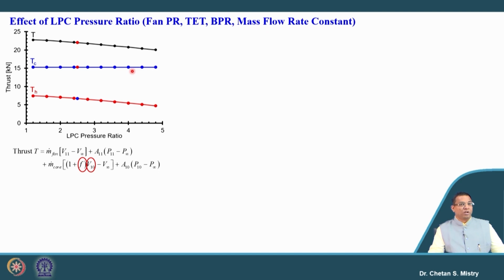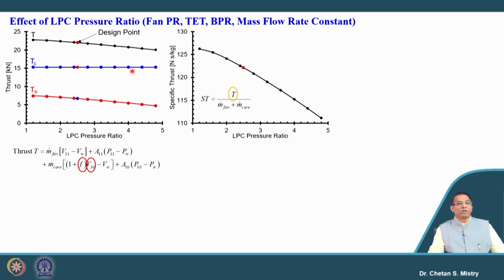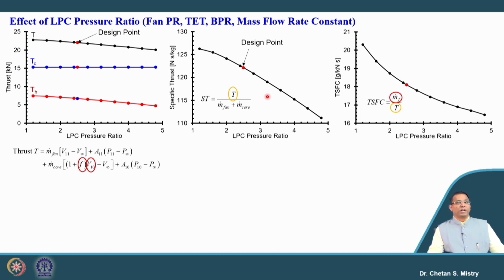So, overall, with the increase of LP pressure ratio, we will be having a reduction in thrust. When I say there is a reduction in thrust, that straightaway reflects in our specific thrust. So, with the increase of LP compressor pressure ratio, our specific thrust will be reducing. Now, any guess what will be happening with our thrust specific fuel consumption, since that is also a function of my thrust? Here in this case, when we are increasing our LPC pressure ratio, we will be having a reduction in thrust specific fuel consumption. Okay.